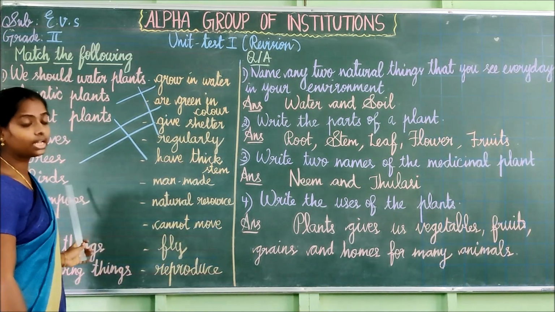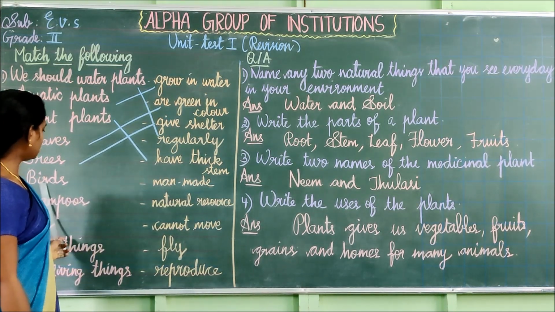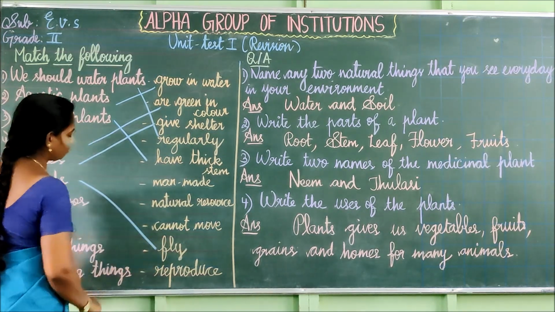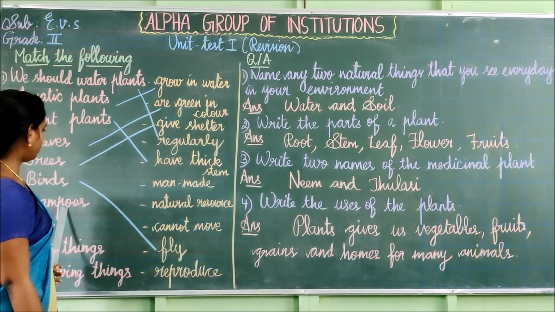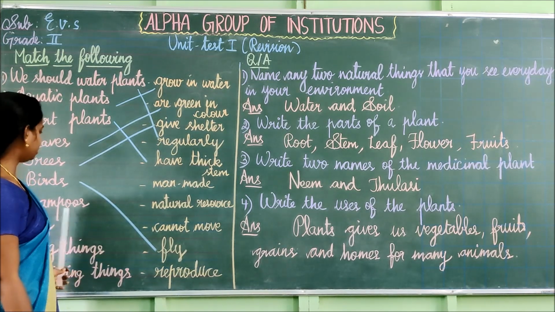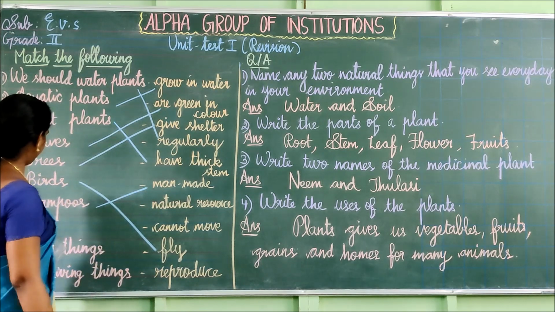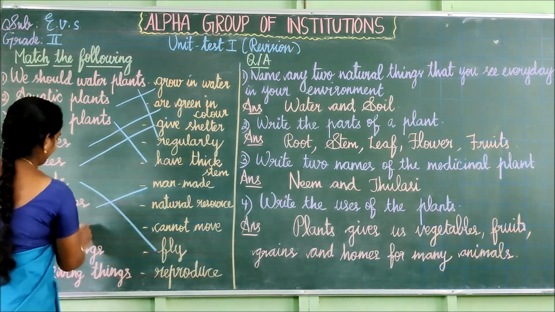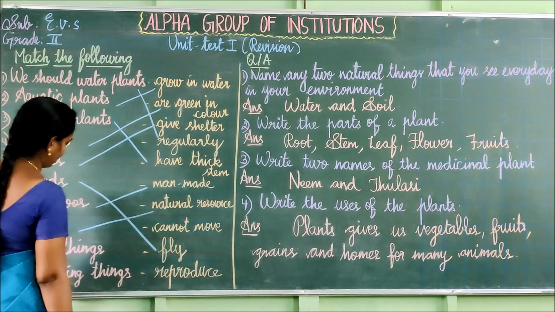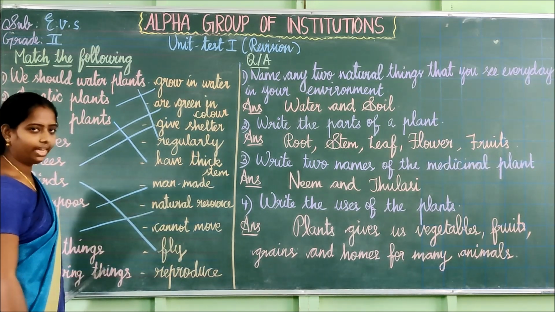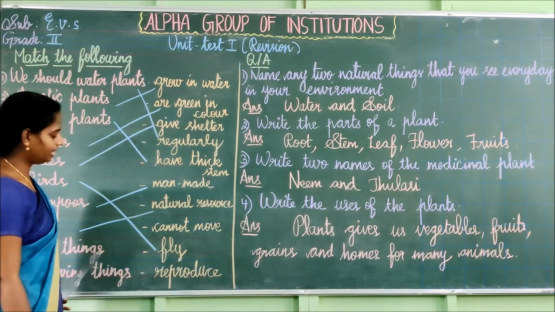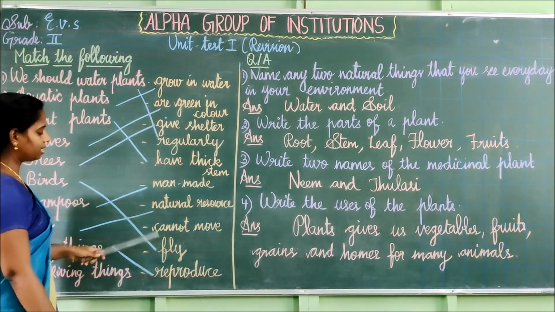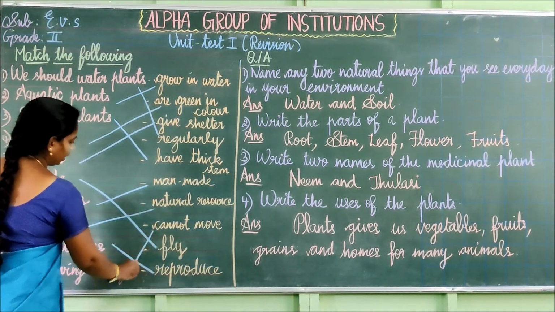Shall we go to the sixth one, children? Birds. Birds fly, isn't it? So you have to match birds to fly. And then shampoos. Shampoos are man-made, isn't it, children? Next, clay. Clay is a natural resource, isn't it? You have to match clay to natural resource. Next, living things. Living things reproduce, isn't it? Match living things to reproduce. And then non-living things cannot move, okay, children?